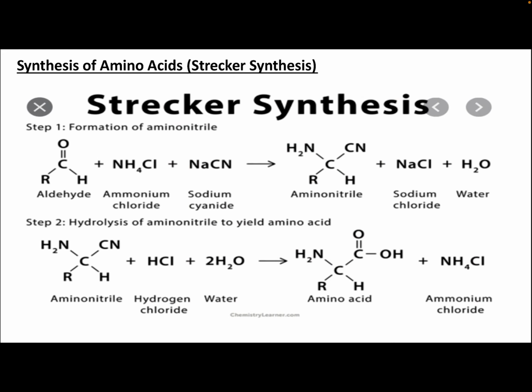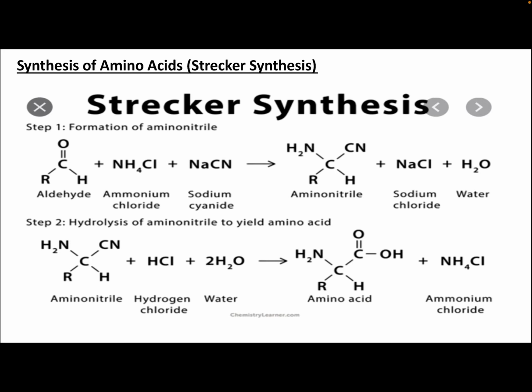Next, synthesis of amino acid by Strecker synthesis. In Strecker synthesis, the amino acid is prepared by, first step, formation of amino nitrile. Aldehyde plus ammonium chloride plus sodium cyanide gives amino nitrile, RCH(NH2)CN, plus sodium chloride and water. The second step is hydrolysis of the amino nitrile to yield the amino acid. In the presence of HCl and H2O, hydrolysis takes place and the amino acid is formed.